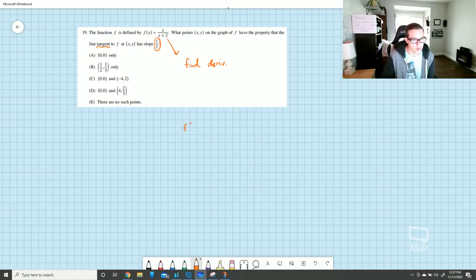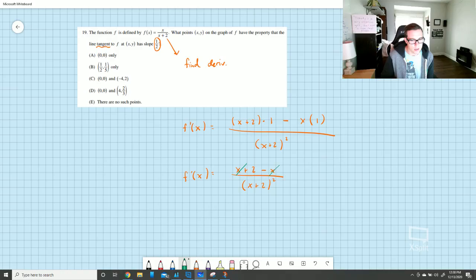Looks like it's a quotient rule. Low d high minus high d low over the bottom squared. Simplify it a little bit. Looks like we get x plus 2 minus x over x plus 2 squared. Cancel the x's. My first derivative is 2 over x plus 2 squared.